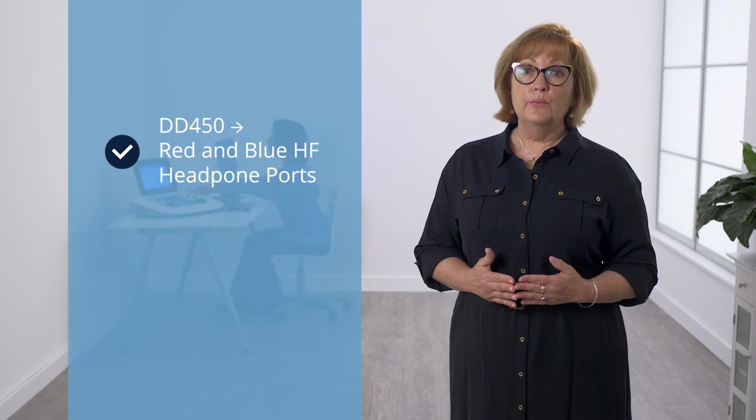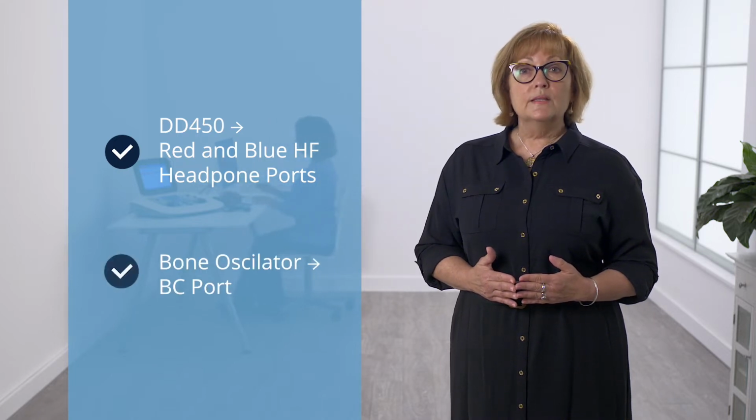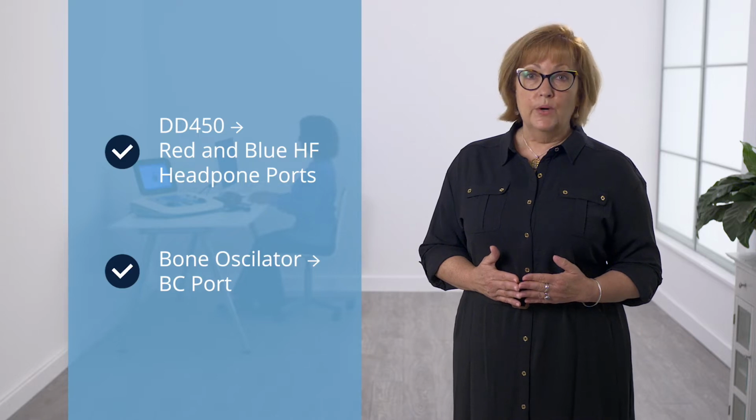Inspect the back of the audiometer to verify the DD450 headphones are plugged into the proper red and blue HF headphone ports and that the bone oscillator is plugged into the BC port. This is an ideal time to make sure the software and the audiometer are communicating properly and to set up your AMTAS software protocol according to your clinic needs using the configuration application. Once configured, open the AMTAS software and press Get Started to begin the test.